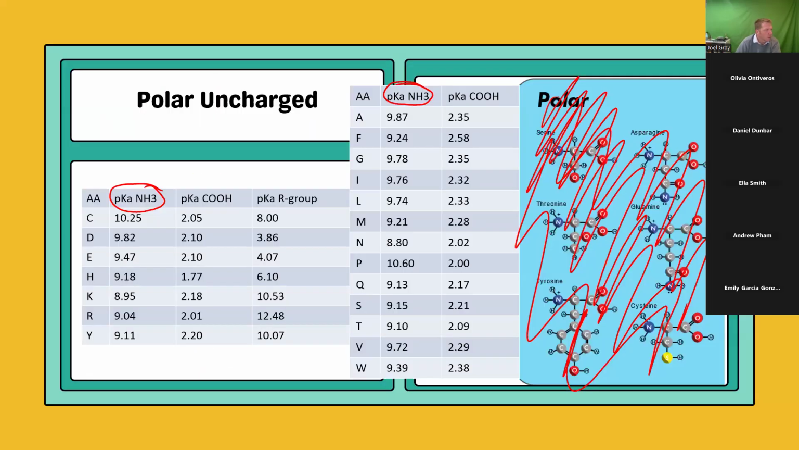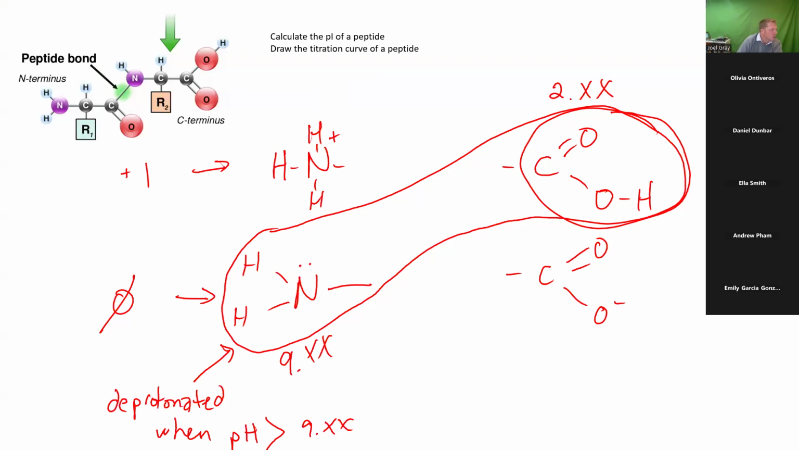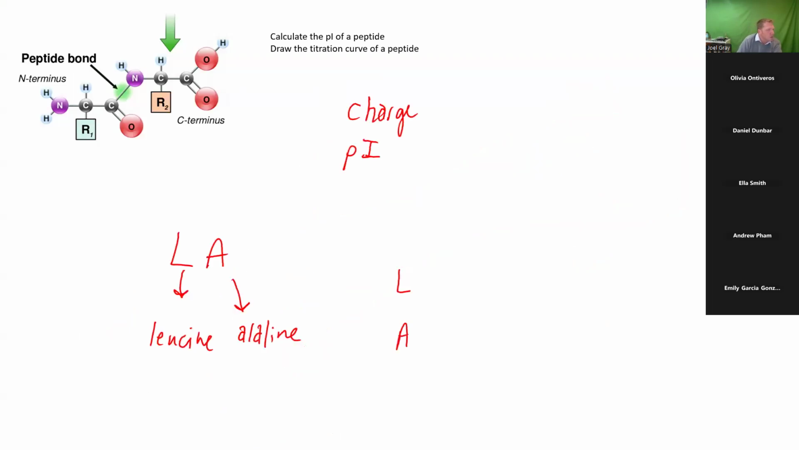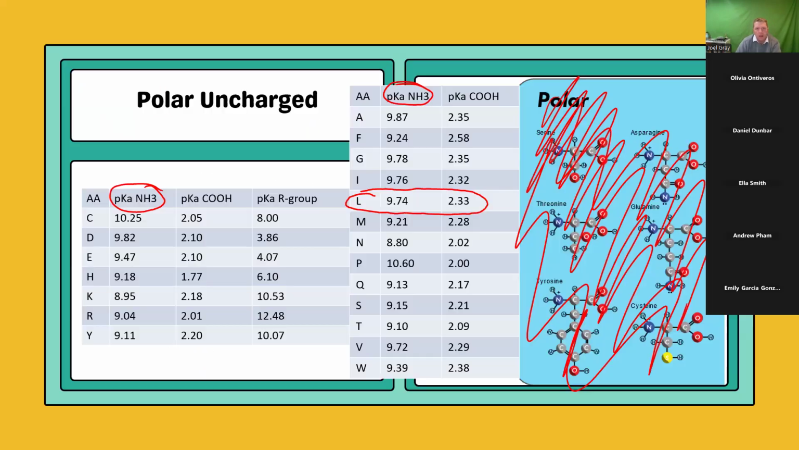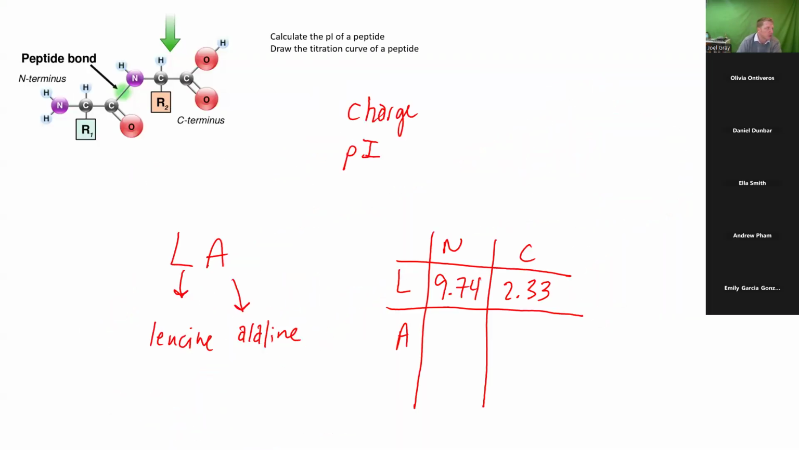I'm going to jump back so that I can grab those pKa's. Leucine, 9.74 and 2.33. L and A, N and C, 9.74 and 2.33. Now I'm going to go back to look at alanine. Alanine is 9.87 and 2.35. Very similar. All these molecules are pretty similar to one another. 9.87 and 2.35.